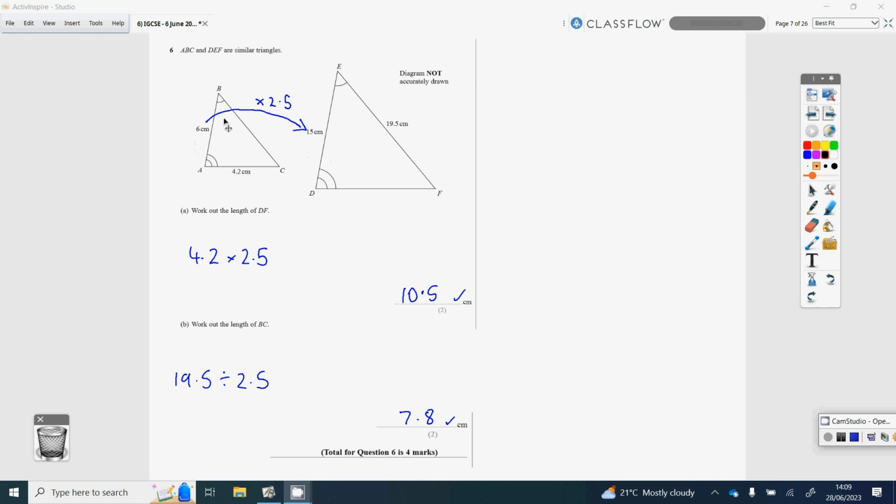So how many times bigger is that? Well, do 15 divided by 6 on your calculator and you get 2.5. So going left to right, all the sides are 2.5 times bigger. But going right to left, you would divide by 2.5 because everything's 2.5 times smaller. So to work out the length of DF here, well, it's going to be 4.2 multiplied by 2.5, which is 10.5. And then working out the length of BC, which is here, the smaller side, we take our 19.5, divide it by 2.5 to get 7.8.